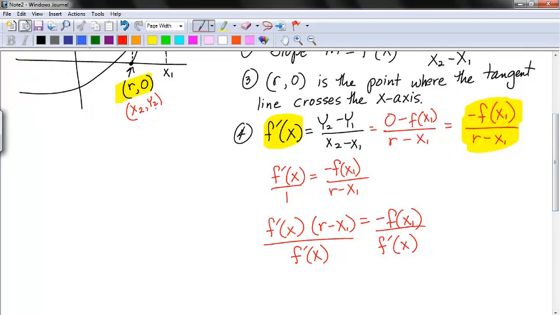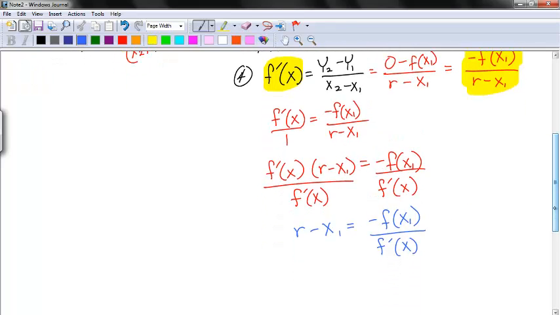Okay, and then I'm down to r minus x sub 1 equals a negative f of x sub 1 over f prime of x. Okay. Now add x to both sides. When you add x to both sides, you're going to get r equals x sub 1 minus f of x sub 1 divided by f prime of x sub 1.